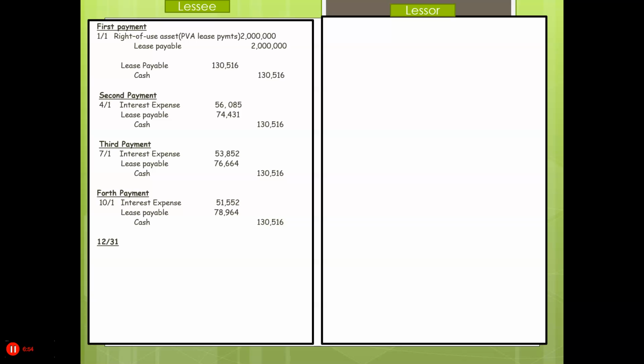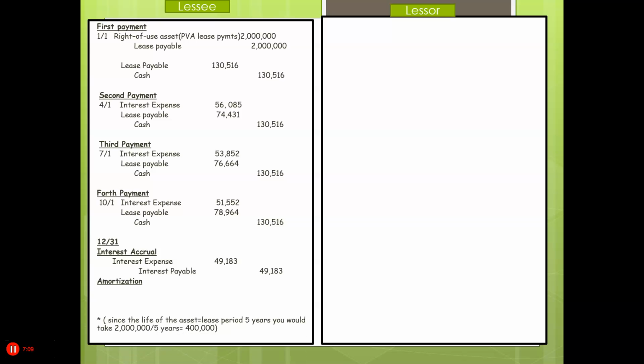Now, what about the end of the year? Well, we have to accrue the interest, and also, since in essence we own this, we have to do our amortization, depreciation. I don't know why they call it amortization, but we're going to amortize our right of use asset. And so we're going to take the $2 million divided by 5 years, and we're going to book amortization expense, right of use asset, because we're going to reduce that. So at the end of the 5 years, the right of use asset should equal 0, and the lease payable should equal 0.